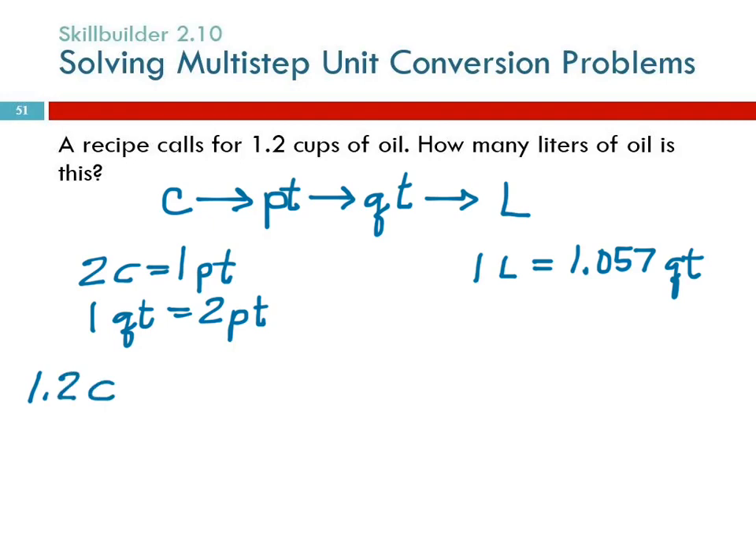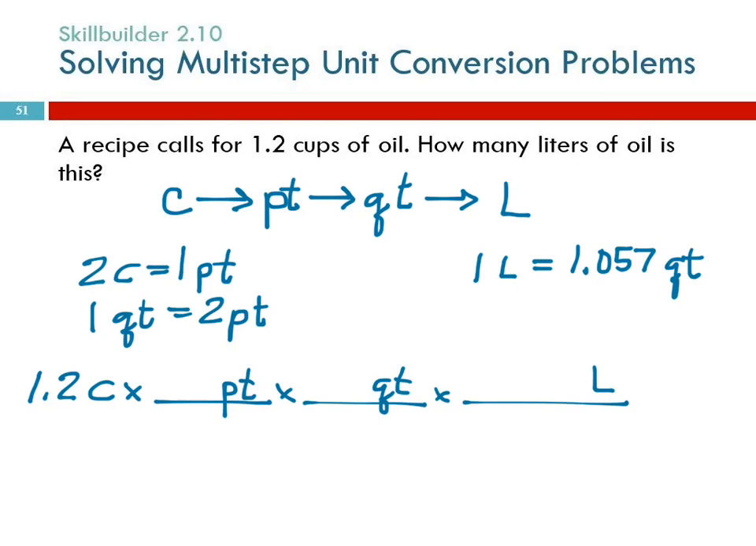1.2 cups. We look at the solution map. There's 3 arrows. There'll be 3 conversion factors. 1, 2, 3. The map says cups to pints to quarts to liters. Those are the units in that order that we put in here. Cups to pints to quarts to liters. Getting the map is the hard part. Once you figure that out, it tells you what to do.